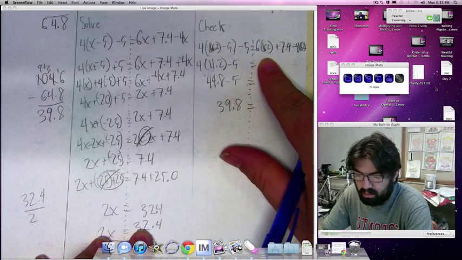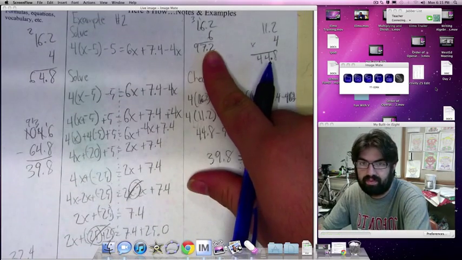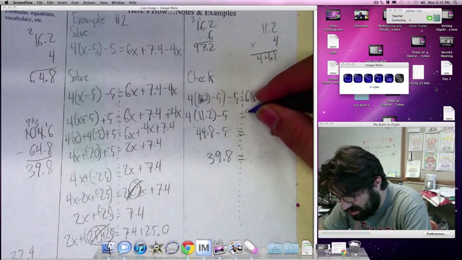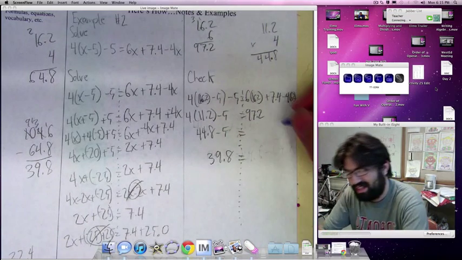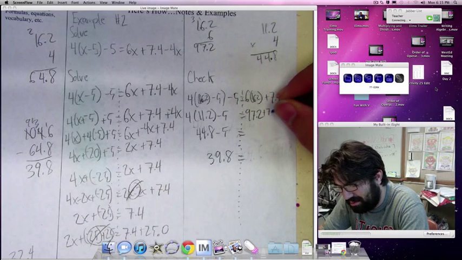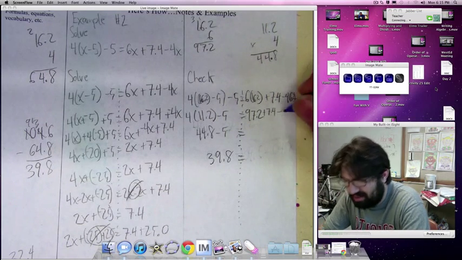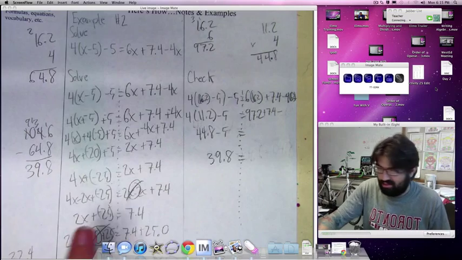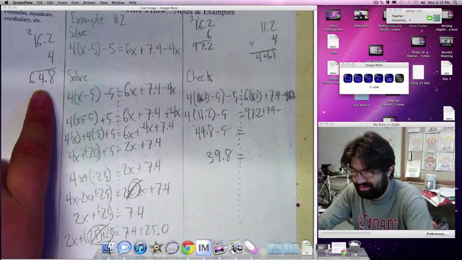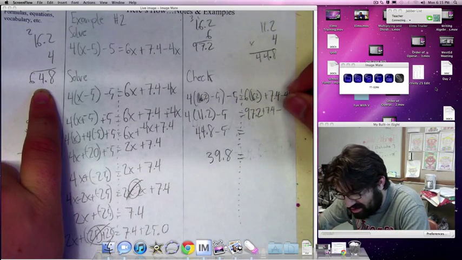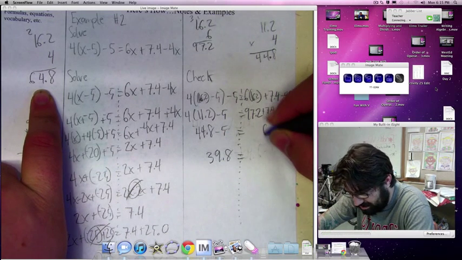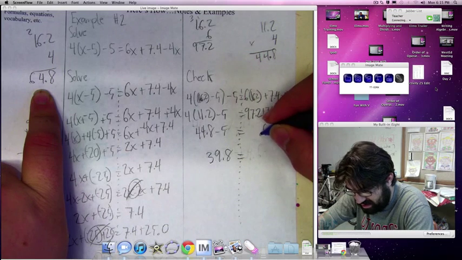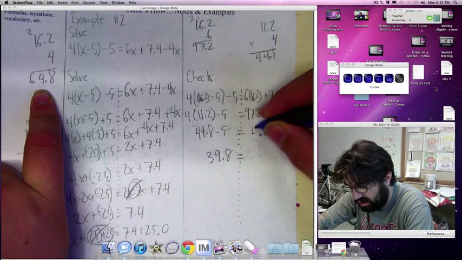6 times 16.2, I did right here. I got 97.2, and yep, I already worked all this out already, so I'm not going through it again. Plus 7.4 minus 4 times 16.2, which is over here. So we got 64.8. 2 plus 4 is 6. 7 plus, and then we got the decimal. 7 and 7 make 14, carry the 1.